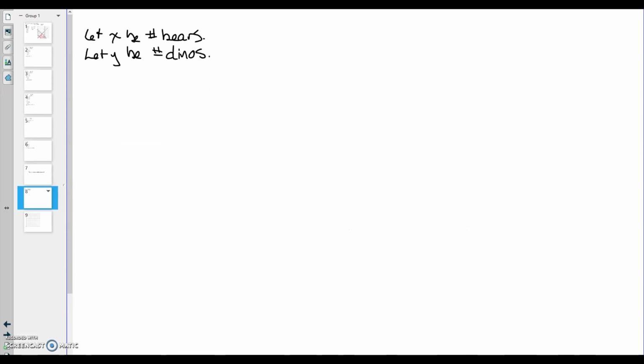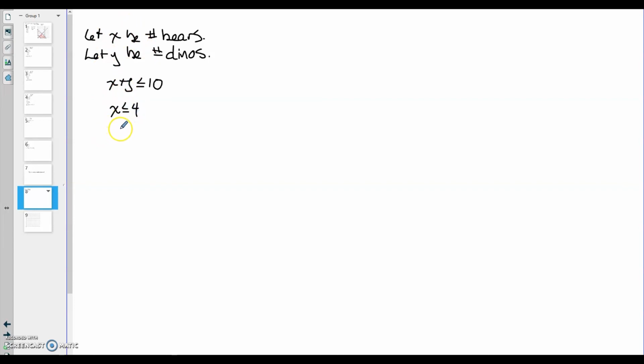So we start off with our two variable definitions. Let x be the number of bears, and let y be the number of dinosaurs, or dinos. So John has a maximum of 10 stuffed animals. So that means x plus y has to be less than or equal to 10. Then John has less than or equal to 4 bears. So our bears are x, and that has to be less than or equal to 4.